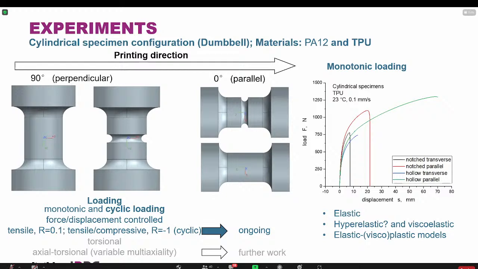We have larger studies, and we compared the laser sintered materials with injection molded materials. In this case, for the symmetry, we used displacement control tests, and as classical in a fatigue analysis, we use different R ratios in order to also get the influence of the mean stress. And we have done 0.1 and -1. In addition to this, we are planning also torsional tests and axial torsional tests.